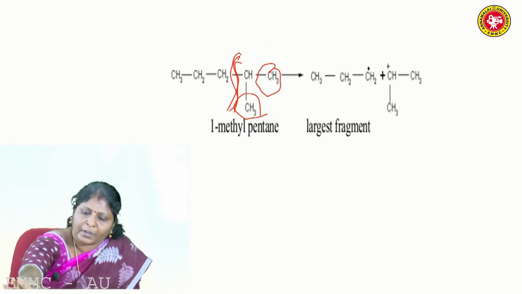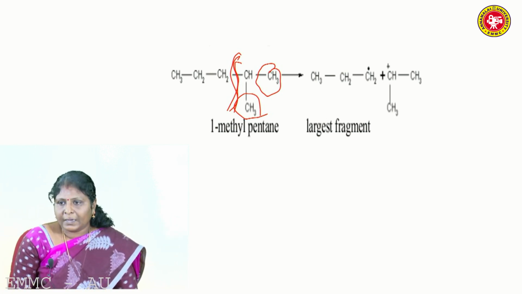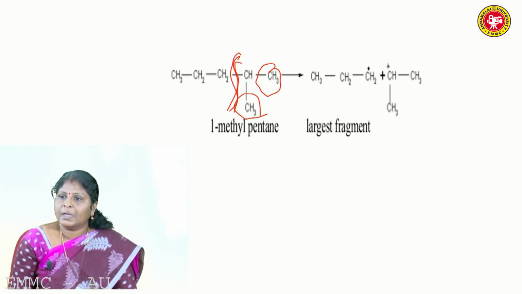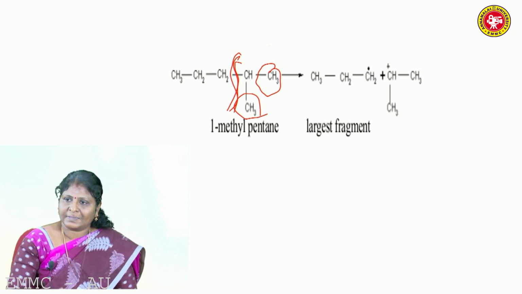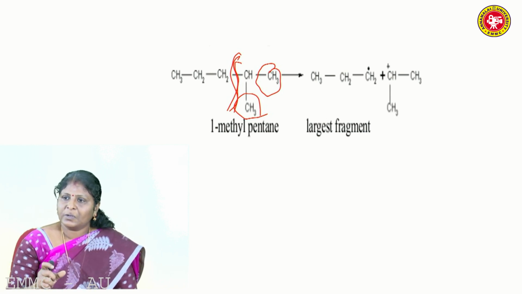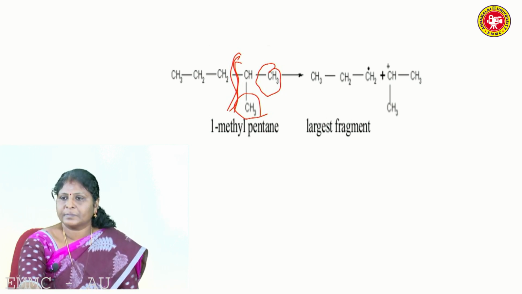But if the fragmentation occurs at this methyl position, then one will be eliminated as a radical. The other, the pentyl group, has to be eliminated as another species, either as a cation or as a radical. That is given by Stevenson's rule. The pentyl group is removed as a radical, and methyl is removed as a cation. This is because the pentyl radical stabilizes itself by means of resonance.